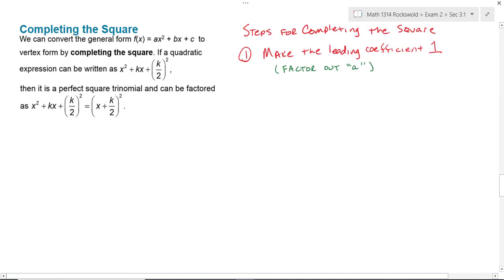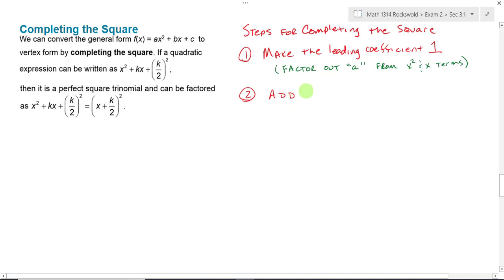Your first step is to make the leading coefficient here 1, and how you do that is by factoring a off of the first two terms. We're not going to worry about the constant term. We're just going to let happen to it whatever's going to happen to it.